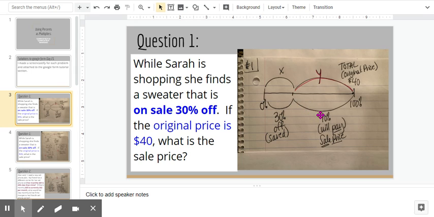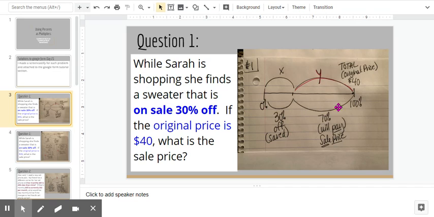The other piece here I'm going to mark as well. If 30% is what's saved, 70% is what's going to have to be paid. So 70% will be the sale price. 30% you'll save, you pay the rest of it, 70%.